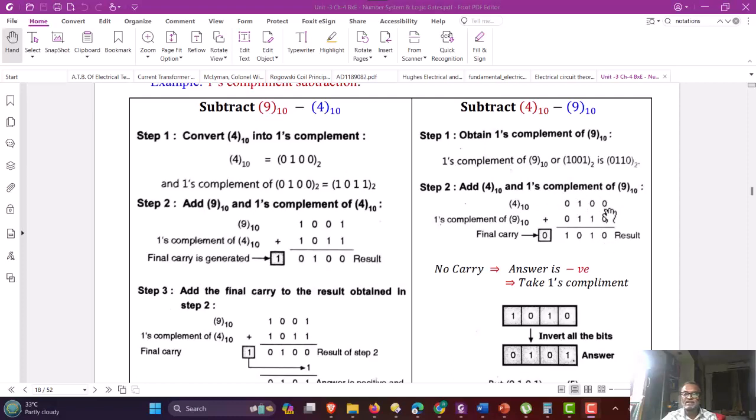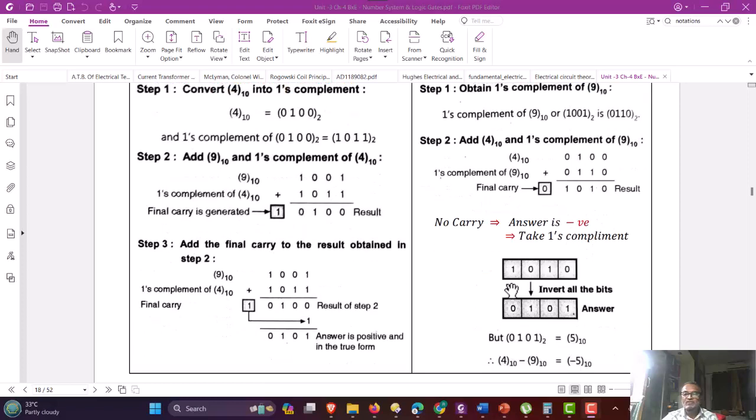Column by column addition: 0 plus 0 is 0, 0 plus 1 is 1, 1 plus 1 is 0, carry 1. Then 0 plus 0 plus that carry, the result is sum 1 and carry 0. So there is no carry generated. When no carry is generated, it means the answer is negative, and this negative answer is in 2's complement form. To convert it to the proper magnitude, we have to take the 1's complement of this result 1010 again.